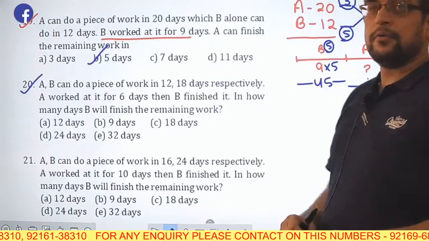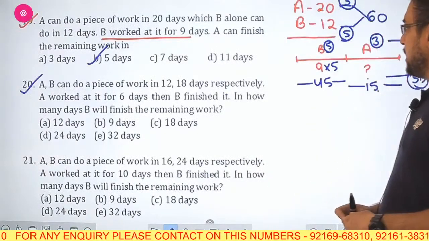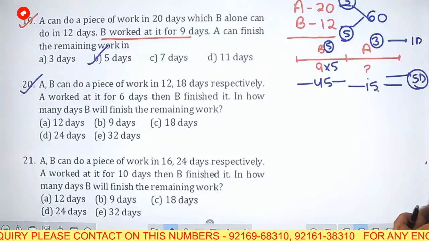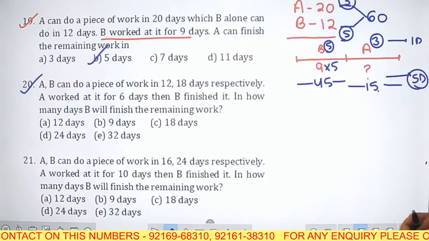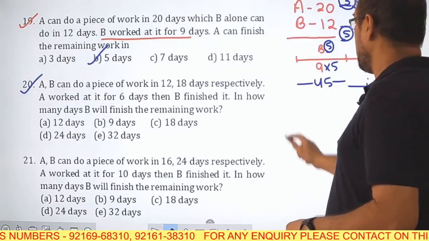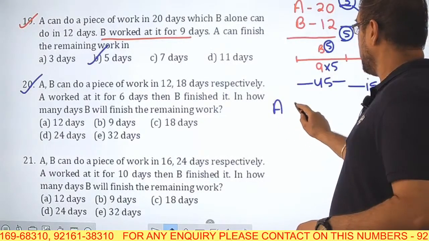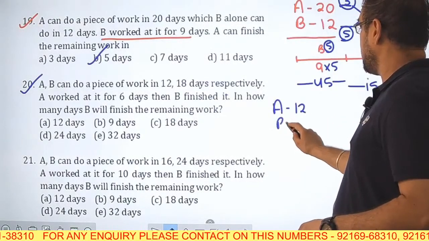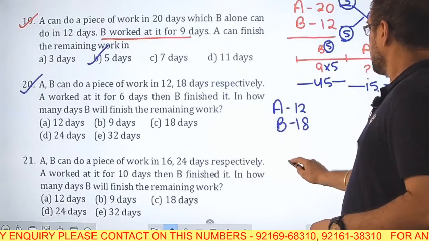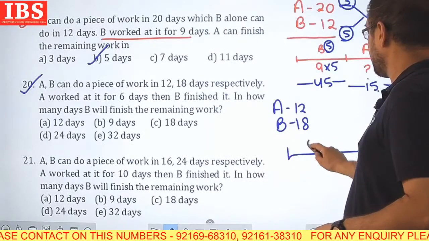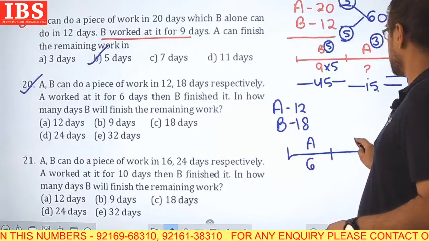A worked at it for 6 days and then B finished it. In how many days will B finish the remaining work? Okay, so A does the work in 12 days, B does the work in 18 days. Now A started the work and worked at it for 6 days, then B finished the work in how many days?